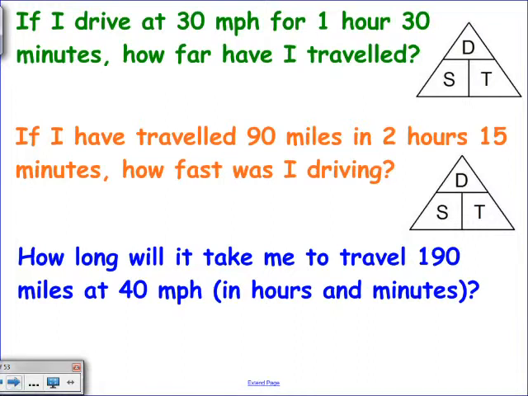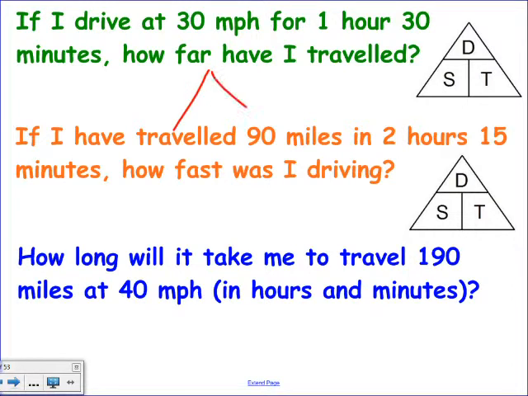Do those 3 questions for me to prove you can use the speed, distance, time triangle. I drive at 30 miles an hour for an hour 30 minutes. How far have I travelled? If I've travelled 90 miles in 2 hours 15 minutes, how fast was I driving? And then how long will it take me to travel 190 miles at 40 miles an hour? And I want the answer for that one in hours and minutes. Okay, we need to move on, otherwise we're not going to get this last bit done.